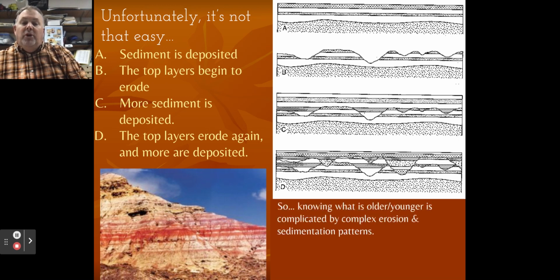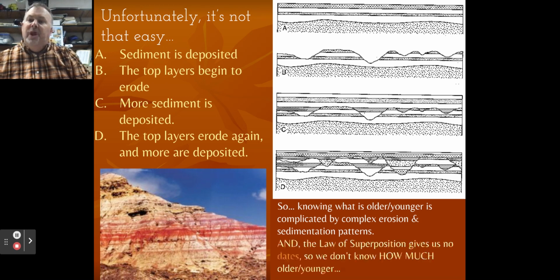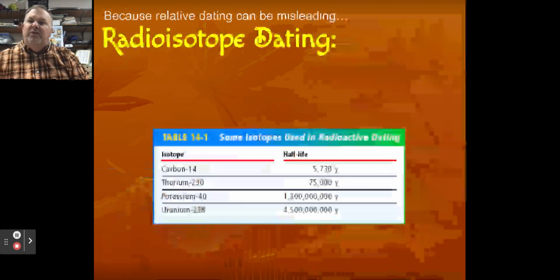So knowing what is old and what is younger is complicated by the complexity of erosion and sedimentation patterns. When we say relative dating, it is truly relative in the sense that we're just guessing the age. We know it's older, we just don't know the precise age of that. This is what I'll emphasize again, is called the law of superposition. It gives us no dates, so we don't know how much older it is, but it gives us a relative feel for it.